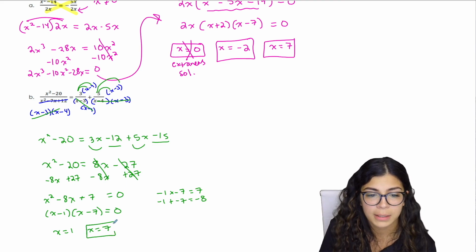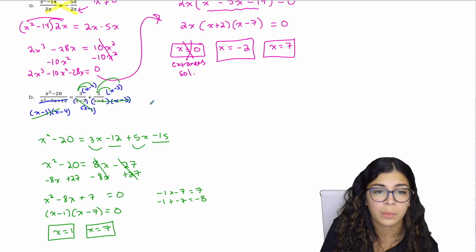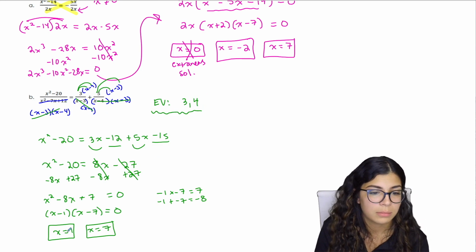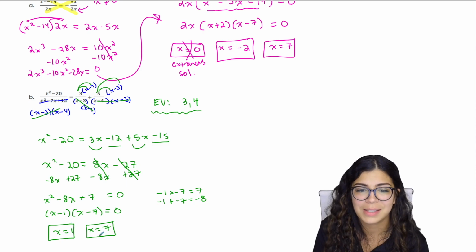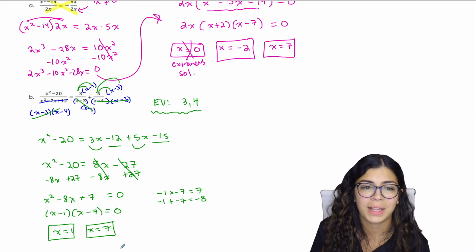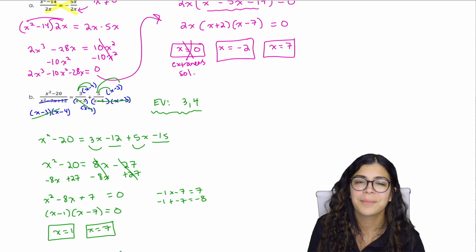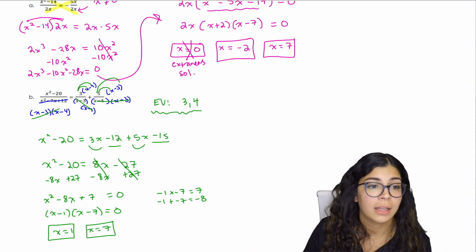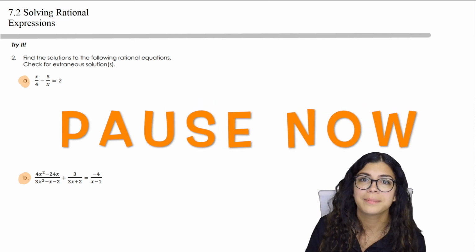And again, before I finally say, yes, I'm done, this is good, I need to figure out what are my excluded values, right? Excluded values, x cannot equal 3 or 4, okay? Now, 1 is not 3 or 4, 7 is not 3 or 4, so both of these are valid solutions, okay? So go ahead and pause the video and try these two on your own.